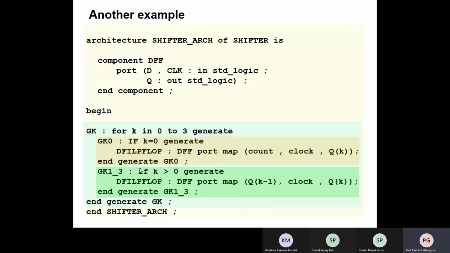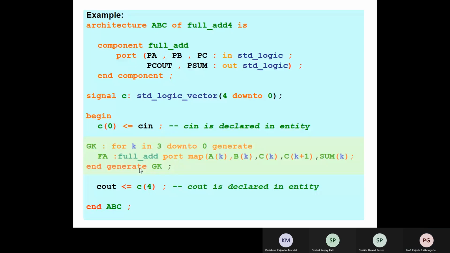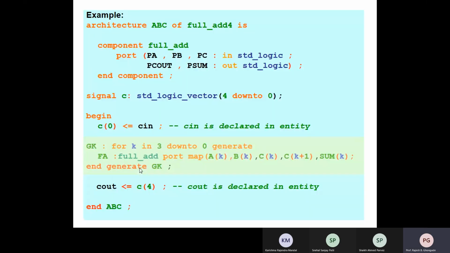All right. So we proceed with another example. Architecture shifter of shifter, now here the basic component to be replicated is the D flip-flop. We already know that D is the input, clock is the clock input, Q is the output. One more thing: for K in 3 down to 0, how many full adders were generated? 4. That's it. So you just have to remember this.